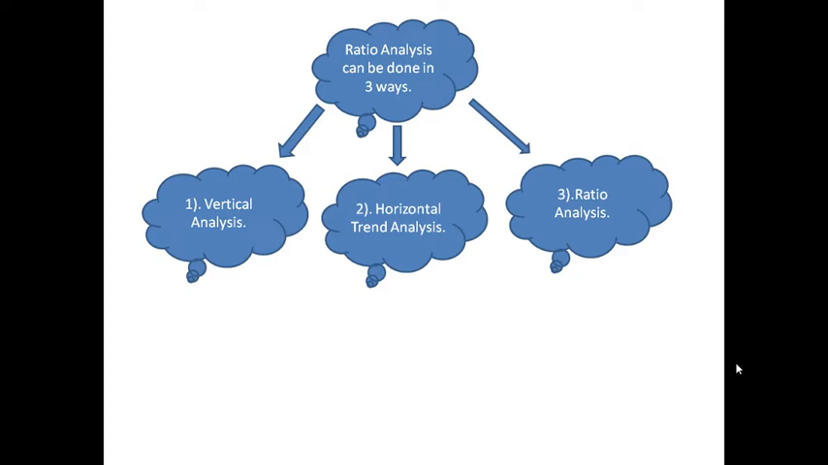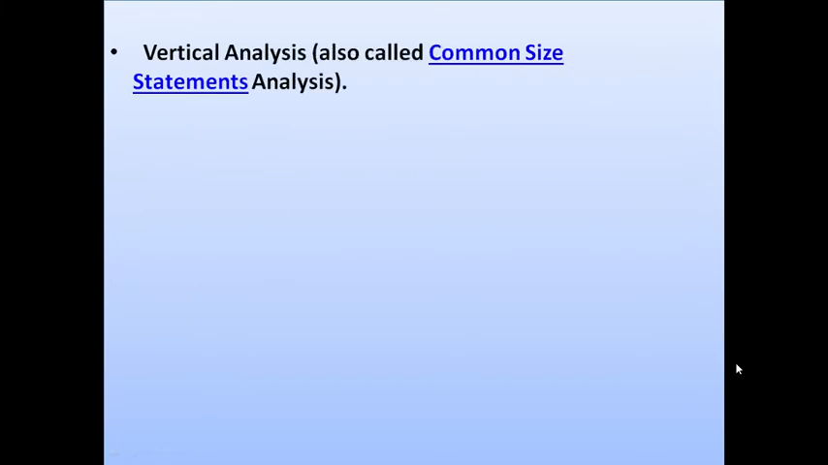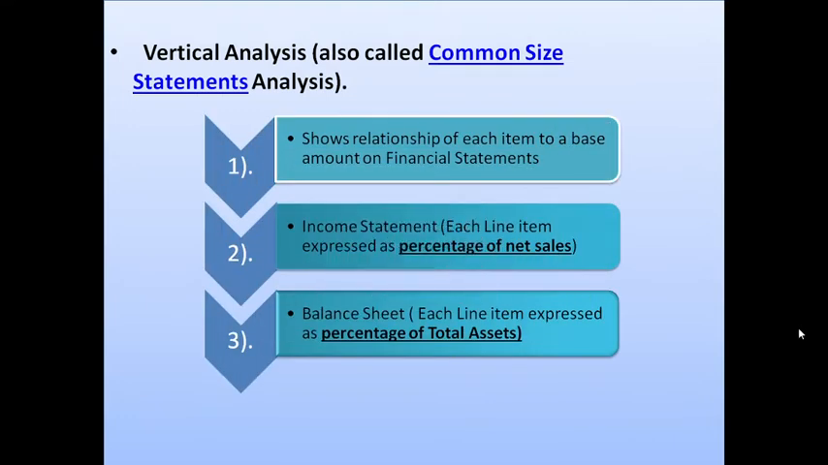Just remember one thing very nicely: vertical analysis can also be called the common size statement analysis. In this, the first step is that it shows the relationship of each line item to a base amount on the financial statements. The financial statements are of three types: the income statement, the balance sheet, and the cash flow statement.